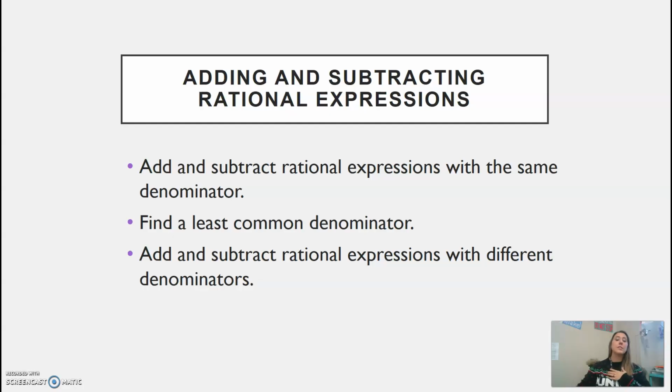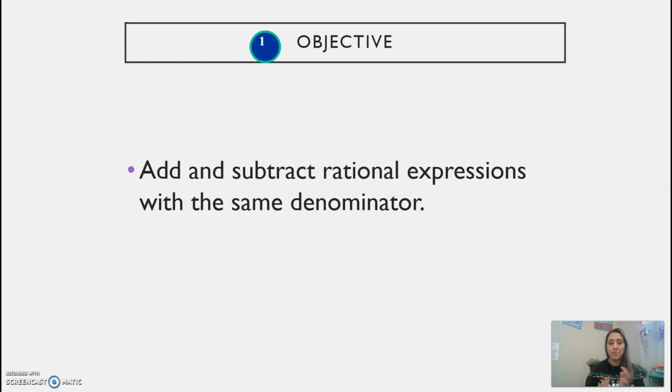All right. We're going to start with adding and subtracting rational expressions. We are going to go through this very meticulously, very slowly. So the first thing we're going to do is add and subtract rational expressions with the same denominator. Then we're going to find that least common denominator. Then we're going to do adding and subtracting with different denominators.